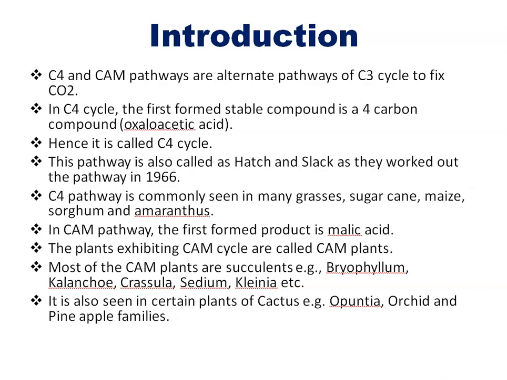The C4 pathway is also called the Hatch and Slack pathway, as Hatch and Slack both worked out the pathway in 1966. The C4 pathway is commonly seen in many grasses, sugarcane, maize, sorghum, amaranthus, etc. In the CAM pathway, the first formed product is malic acid, and plants exhibiting the CAM cycle are called CAM plants. For example, Bryophyllum, Crassula, Opuntia, orchids, etc.